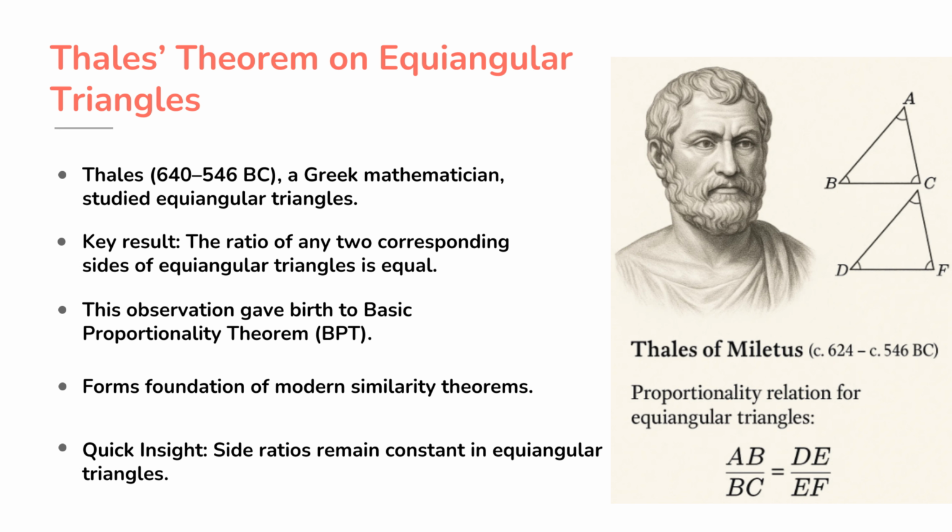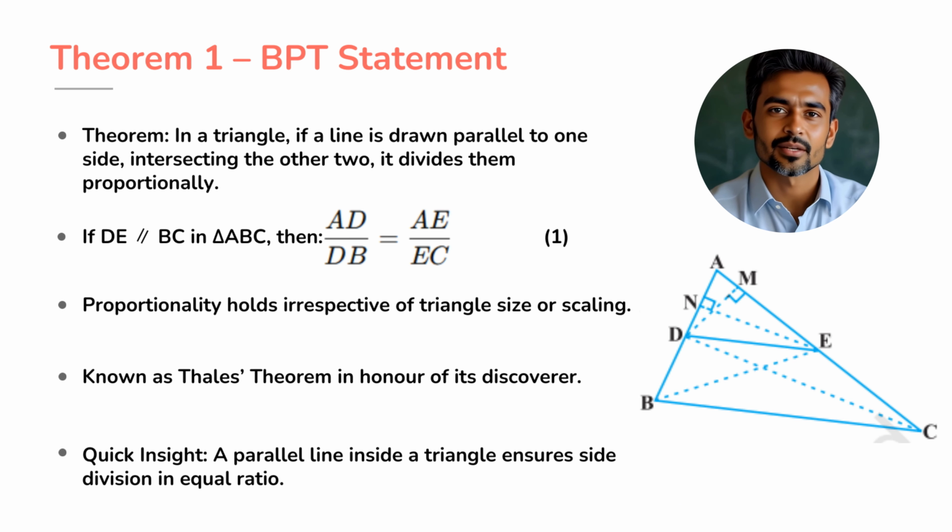So here's the quick insight. In equiangular triangles, side ratios are always preserved. That's the beauty of Thales' theorem. It connects angle equality directly to side proportionality. And that's why Thales is remembered as one of the fathers of geometry. In the next lesson, we'll see how this theorem leads directly into more advanced proportionality results, like the Basic Proportionality Theorem itself. Stay tuned.